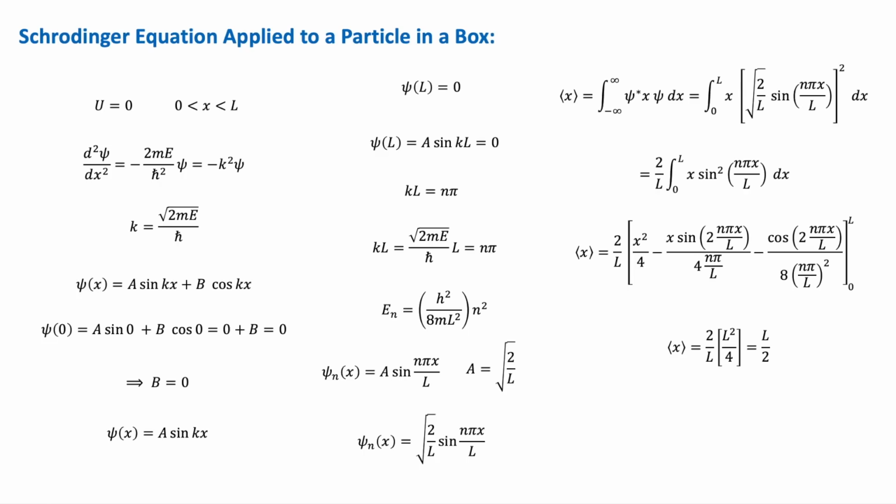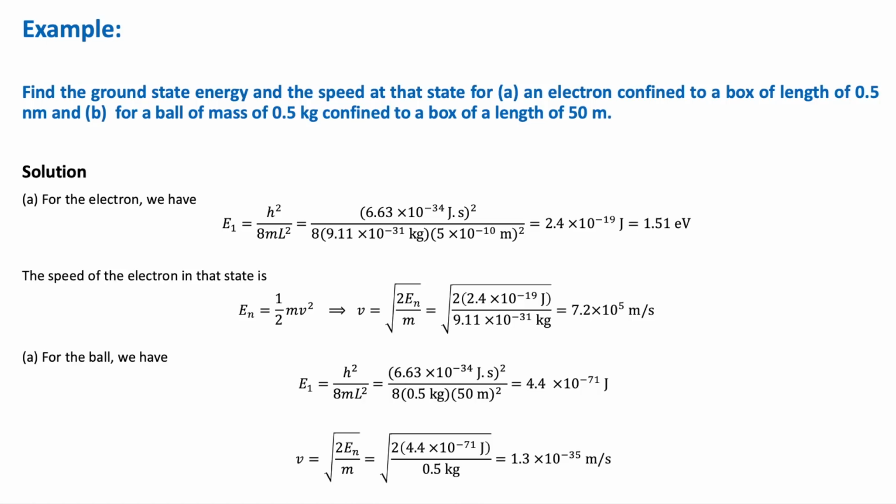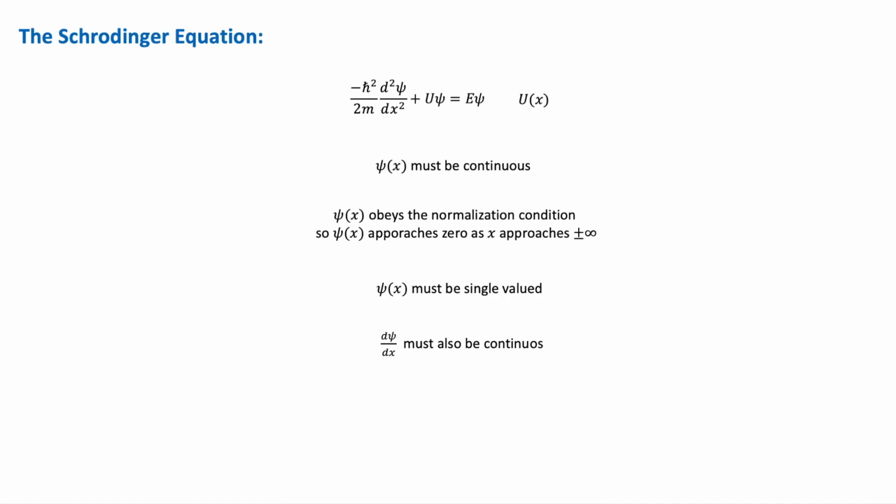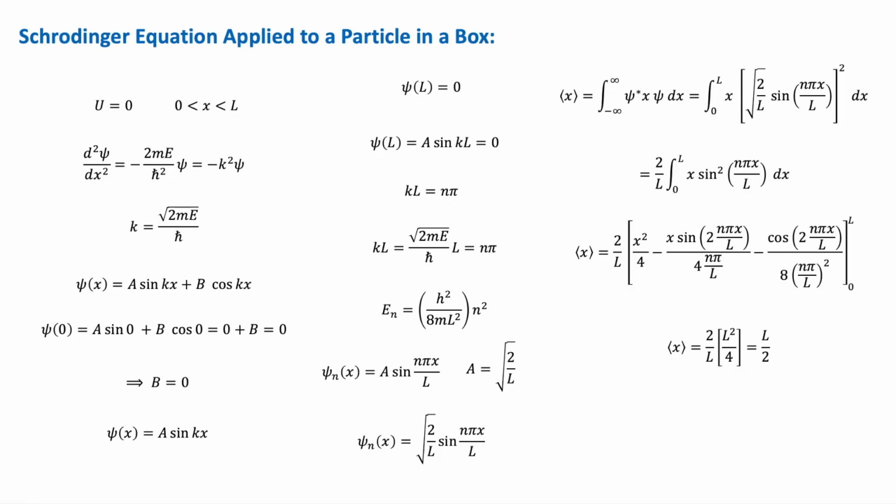So we will now analyze the particle in a box problem with the Schrodinger equation. So as we have seen, the potential energy is represented by this diagram here. And so sometimes this problem is referred to as a particle in a square well problem, okay? So in this region from 0 to L, U is equal to 0, okay? And if we substitute in the Schrodinger equation, we get this equation.